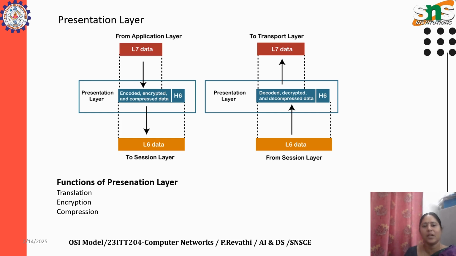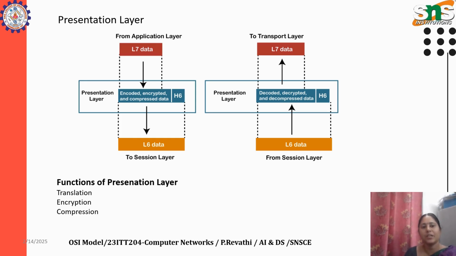Functions of presentation layer. Translation. The processes in two systems exchange the information in the form of characters, strings, numbers, and so on. Different computers use different encoding methods. The presentation layer handles the interoperability between the different encoding methods. It converts the data from sender-dependent format into a common format and changes the common format into receiver-dependent format at the receiving end.